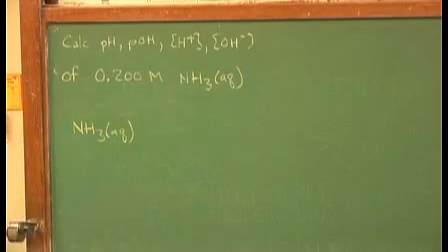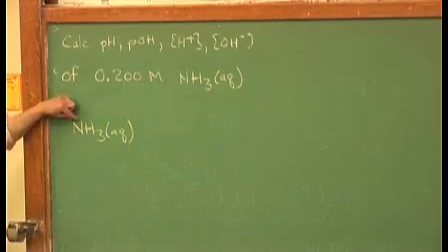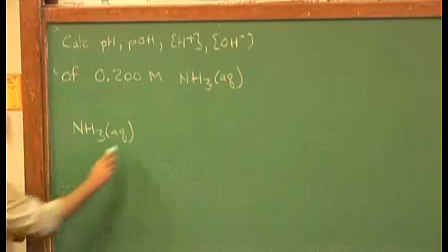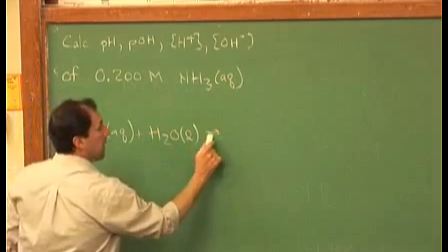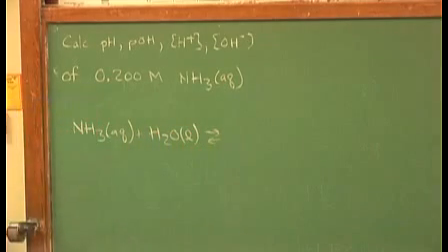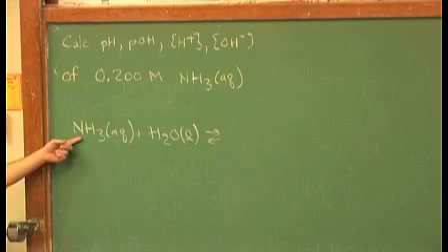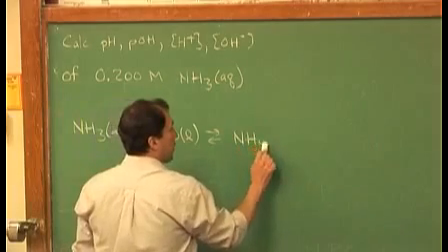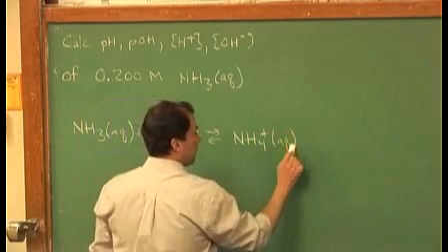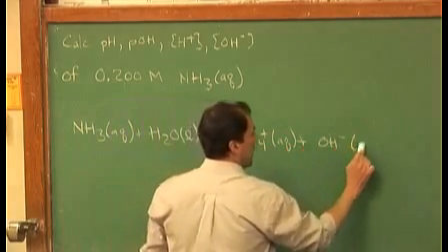is a weak base. A weak base will accept a proton right here. Nitrogen's got a lone pair of electrons suitable to do this. And we're going to put it in water. We definitely have equilibrium. I said definitely because this is recognized as being a weak base. And this is going to give NH4 plus and hydroxide.